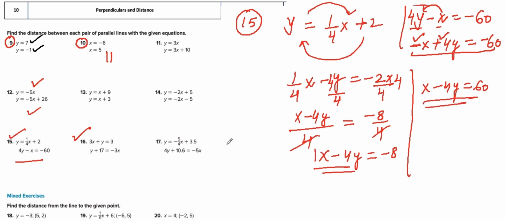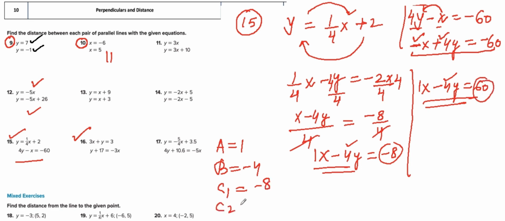A is 1, here A is also 1, and B is minus 4, B is minus 4. And what is C1? C1 is minus 8 and C2 is 60. If you follow the book method, it's a very long method. So just remember the formula. Let me apply the formula and get the answer for this.